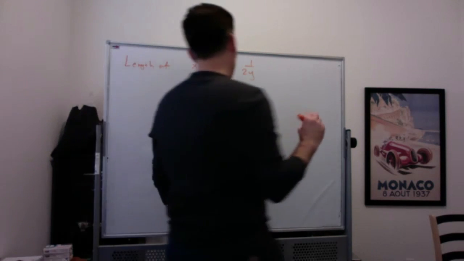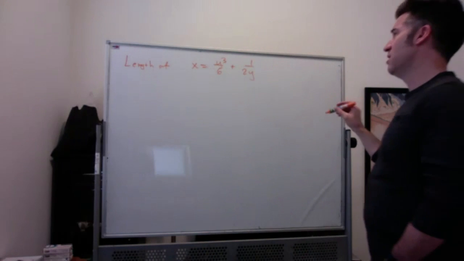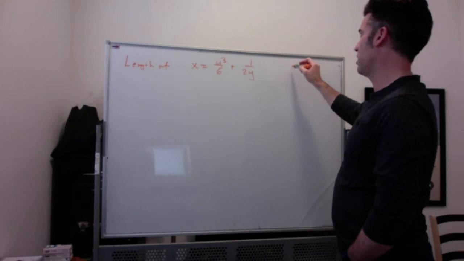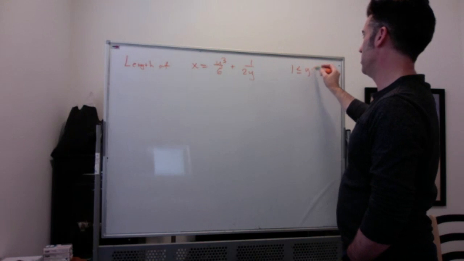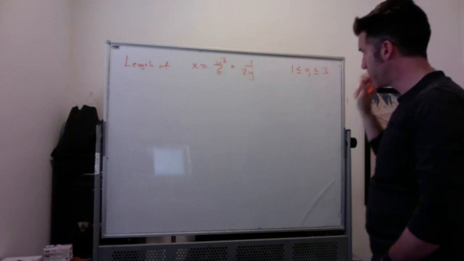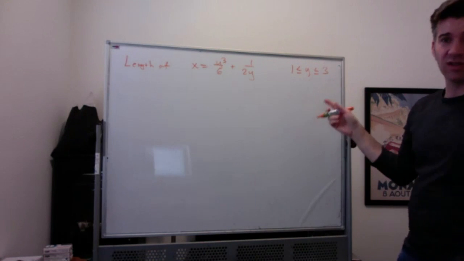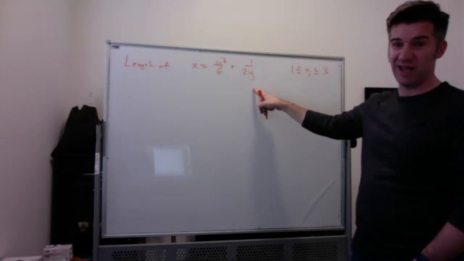But I'm going to pick different limits of integration because those just look heinous. I'm just going to pick something easy like y goes from 1 to 3. Sure, why not? Notice y couldn't go from 0 to anything because 0 is not in the domain of this expression.